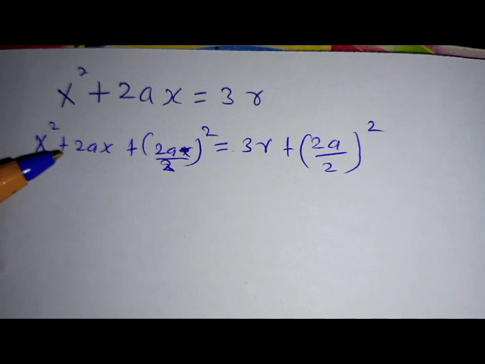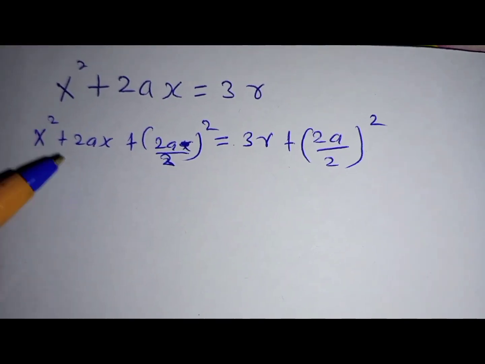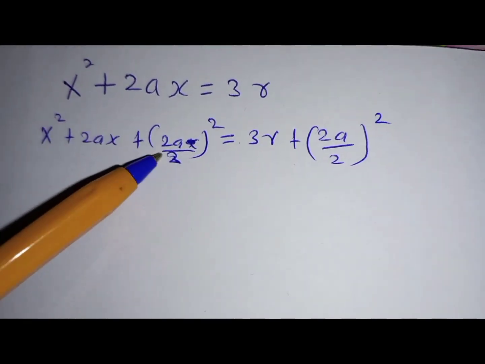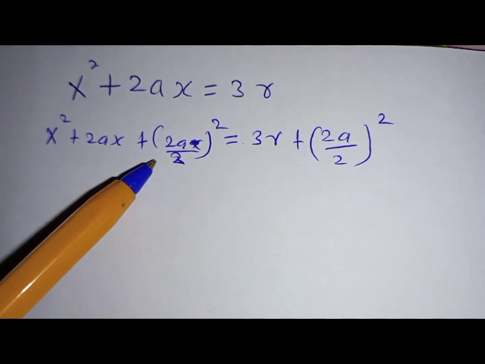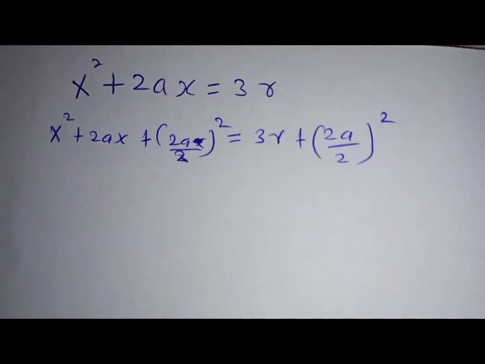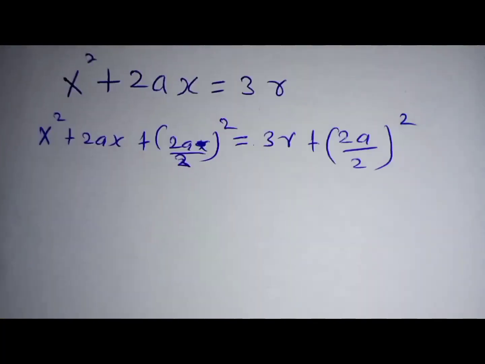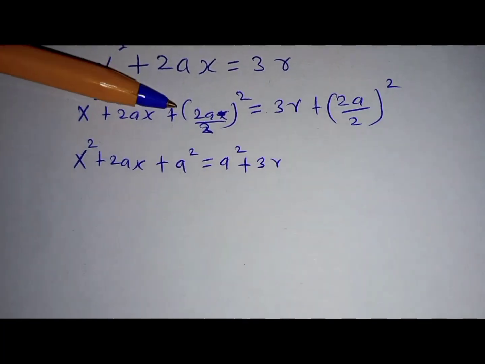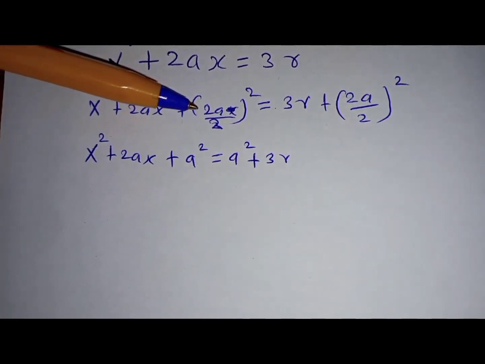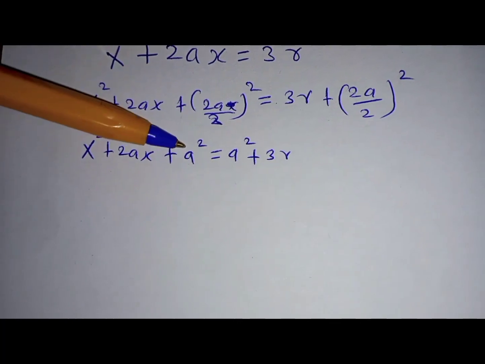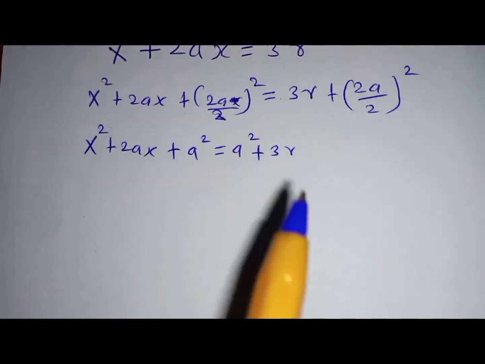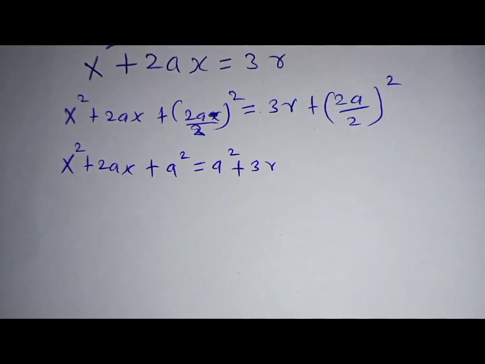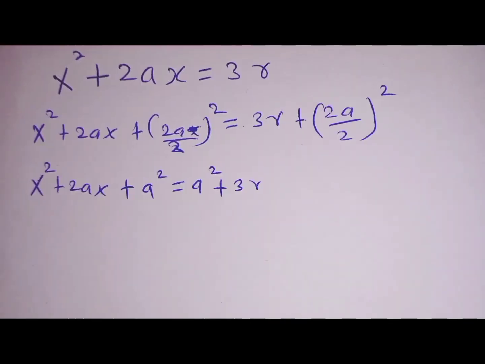So we shall complete the square by taking half of 2a and squaring it. And whatever we do on the left hand side, we do it on the right hand side also. So we add a squared, and also on the right hand side we will have the same. Then from there we factorize the left hand side.